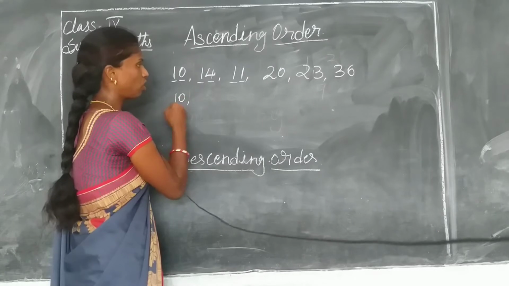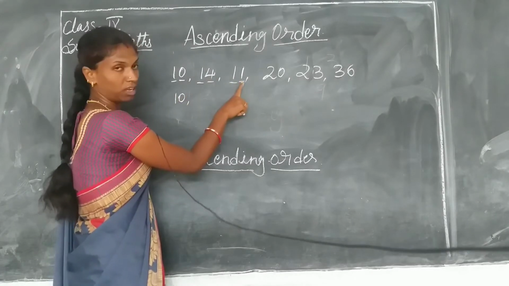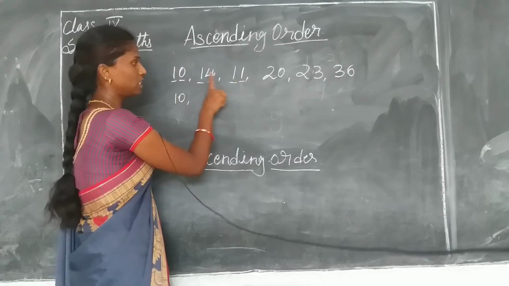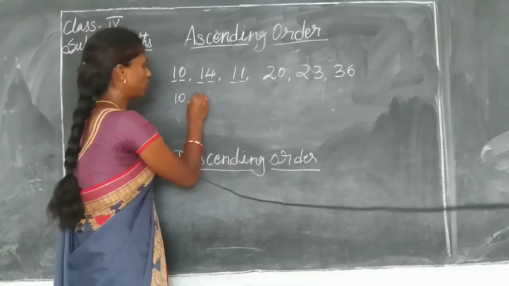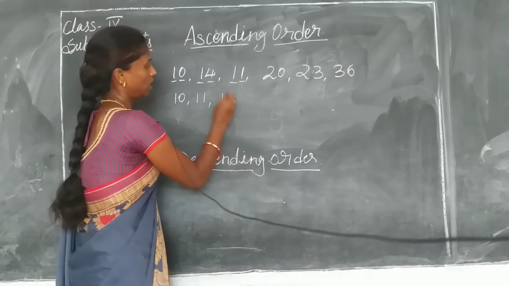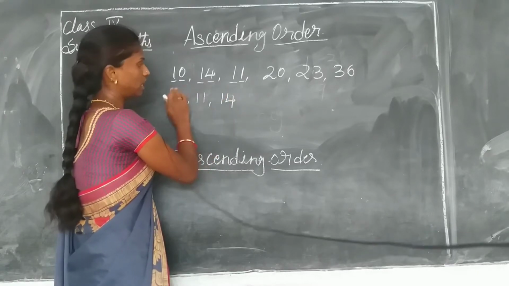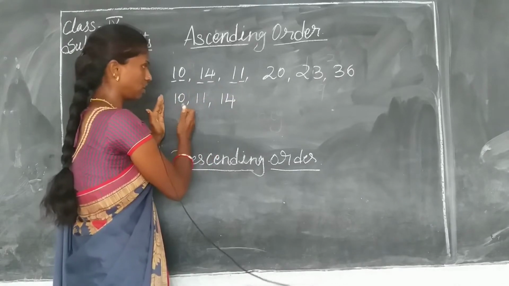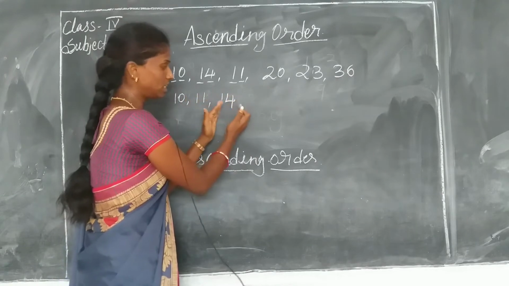After 10, here 4, here 1 is there. Which is the least among these two? So 11, and the remaining is 14. First we have compared these three. In these three, the least is 10, after that 11, after that 14.